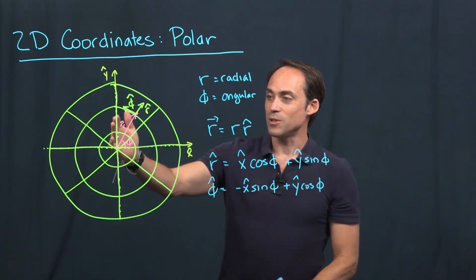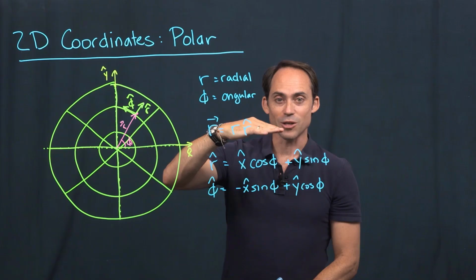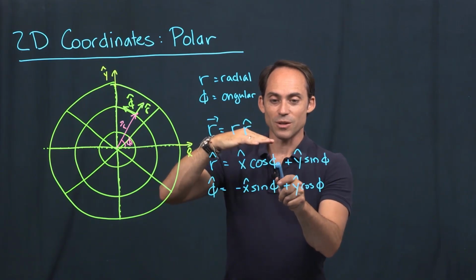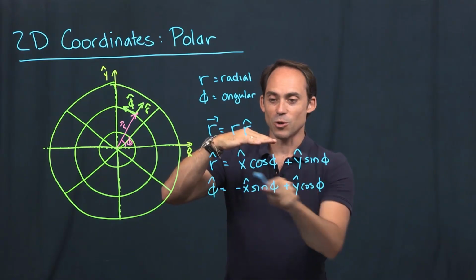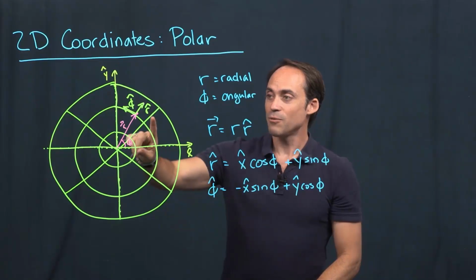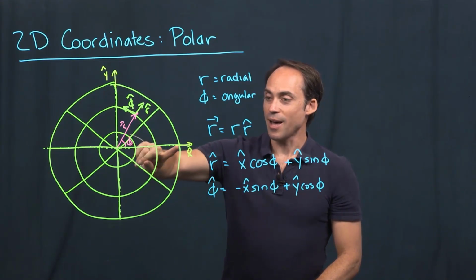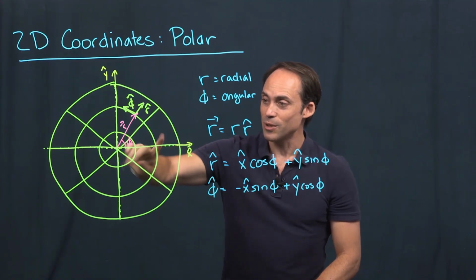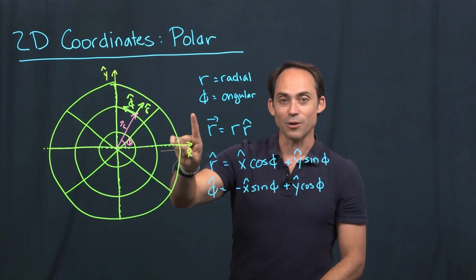When phi is equal to 0, the r hat vector is pointed entirely along the x hat direction. So when phi equals 0, cosine phi is equal to 1, and sine phi is equal to 0. So you have an r hat vector that points entirely in the x hat direction. For the phi hat coordinate, when phi is equal to 0, it is actually pointing straight up, so pointing entirely in the positive y direction.